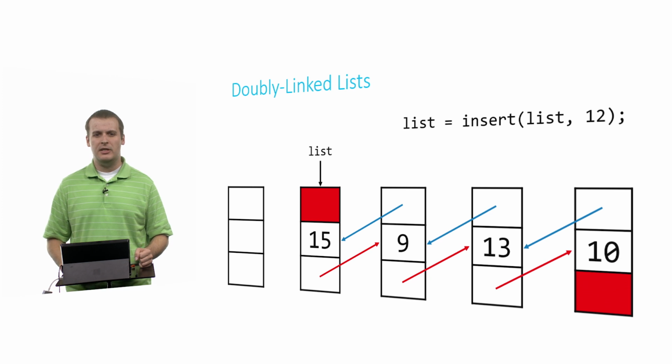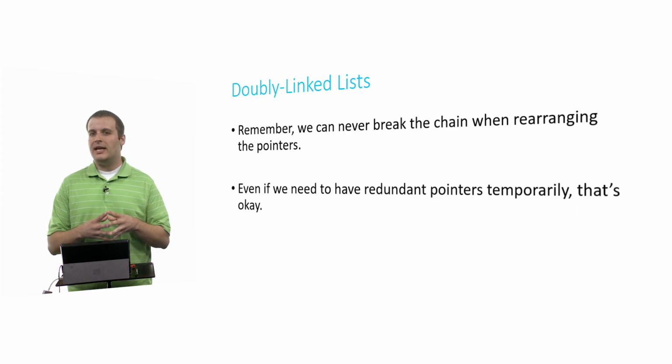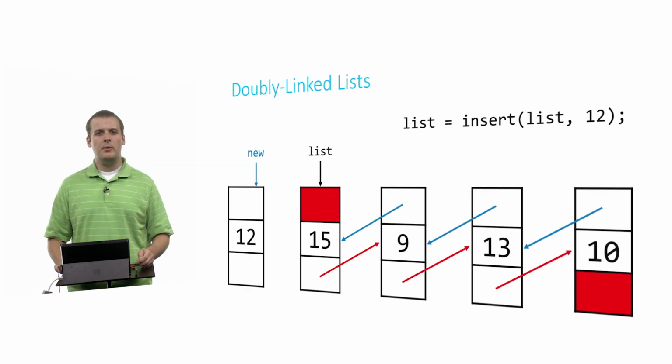We need to malloc space for the node. We put 12 inside of it. And then, again, we need to be really careful not to break the chain. We want to rearrange the pointers in the correct order. And sometimes that might mean, as we'll see, particularly with delete, that we do have some redundant pointers, but that's OK. So what do we want to do first?